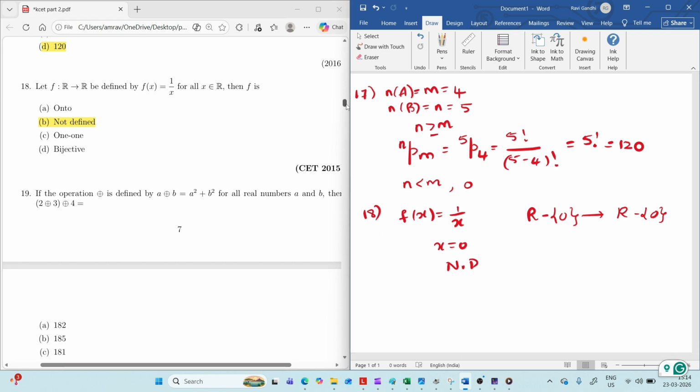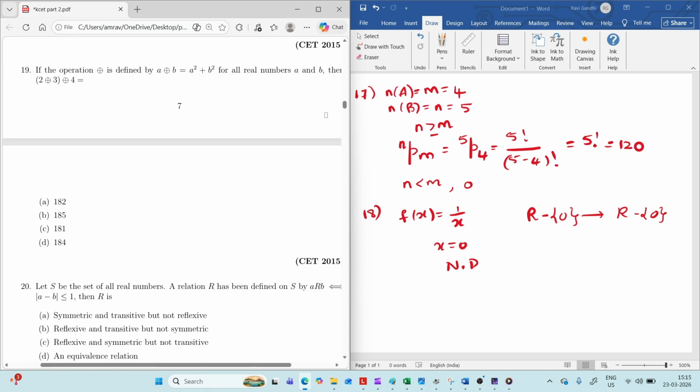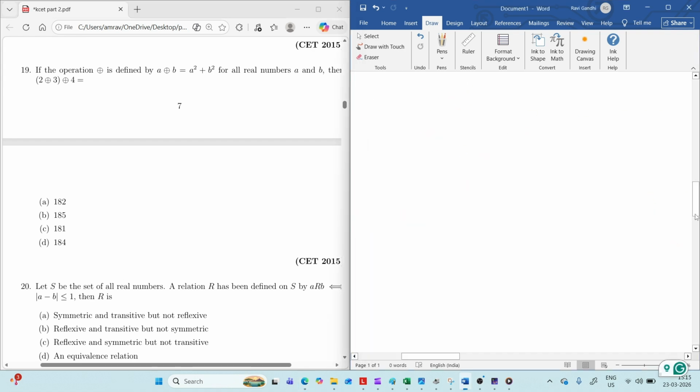So coming on to the next question, the 19th question. Just have a basic idea, because this question is not included in your syllabus. So basically what is given in the 19th question, they're telling that a direct sum b is equal to a square plus b square. They're asking you to find the value of 2 direct sum 3 direct sum 4.